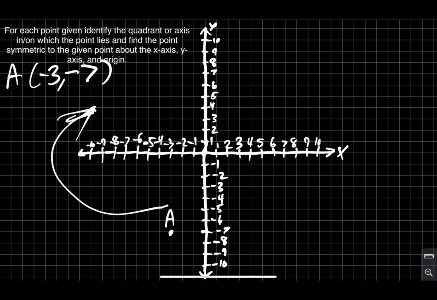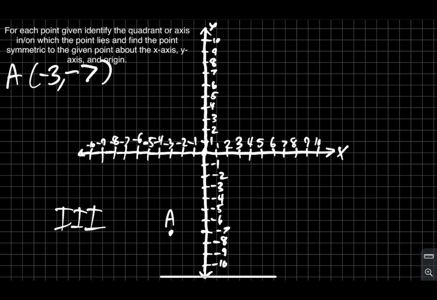The quadrant that point A is in is quadrant 3, because quadrant 1 is in the top right, and your quadrants move counterclockwise. So it goes from 1, and then 2, and then you have 3, which is where A lies. So the quadrant for that point is 3.